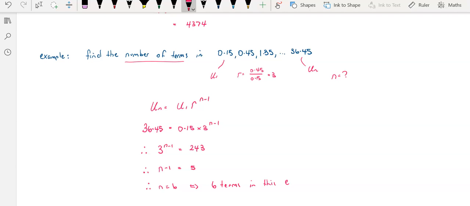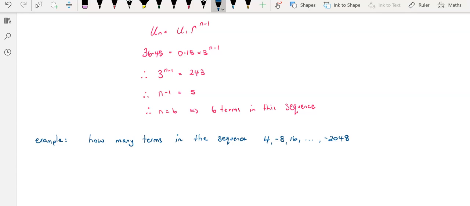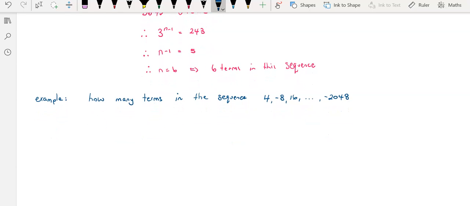I'm going to do one more example. Okay, next example. Feel free to pause here, do the example yourself, and then come back and check your answer against what I get.